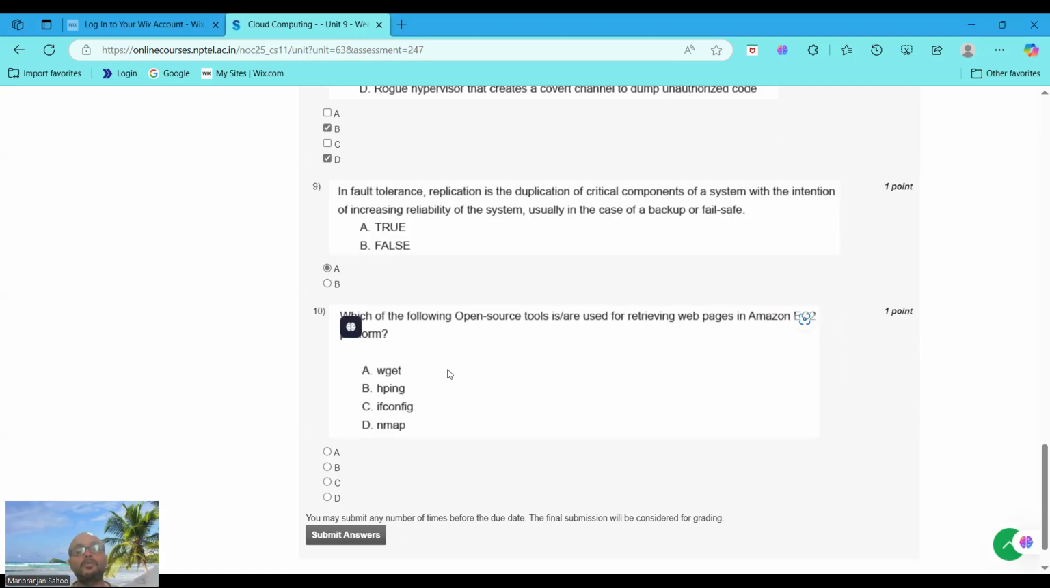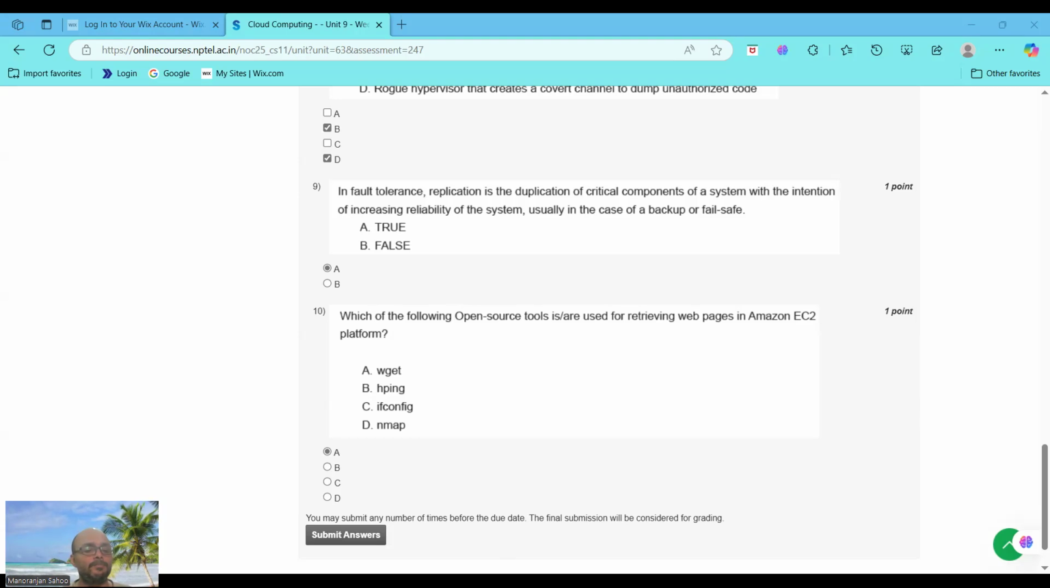Which of the following open source tools is or are used to retrieve web pages? That is wget. Option A is wget. Why do you consider it to be wget? You can see wget is a command line tool for retrieving files and web pages from the internet. What about the others? hping, ipconfig, nmap are not used for retrieving web pages. Only for retrieving web pages, we can choose wget.